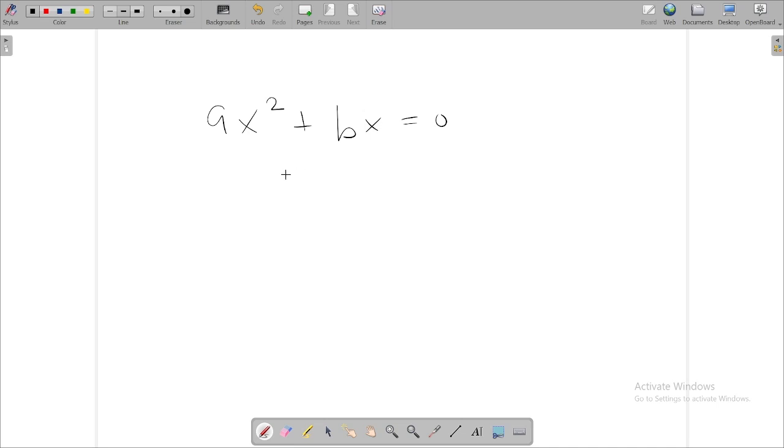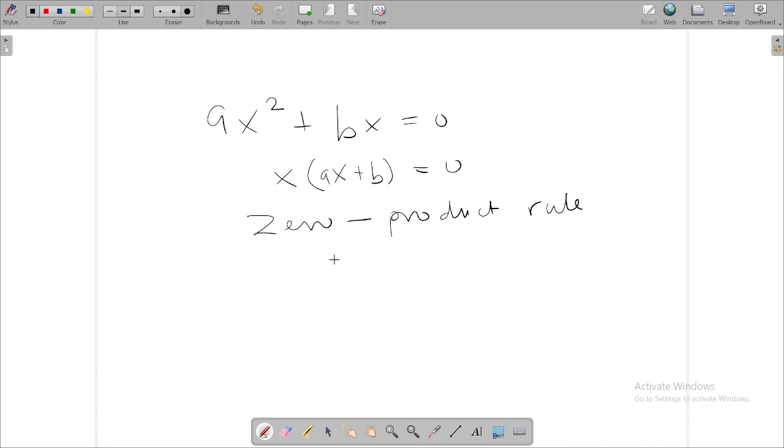So we'll have x out, and we'll have ax plus b is equal to 0. From here, we use what we call the zero product rule.